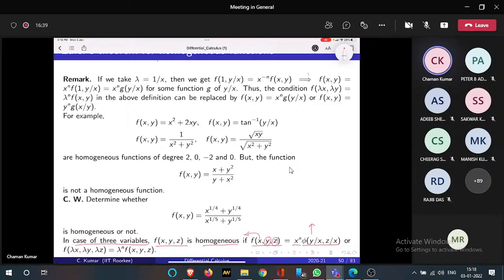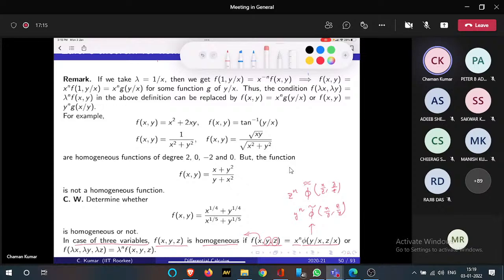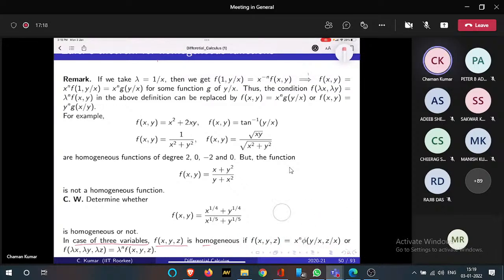Similarly, you can write y raised to n, some phi tilde, and when you take y raised to n outside, you write this as x by y and z by y. Or you can also say that this is z raised to n, some other function phi double tilde, where you have x by z and y by z. All right. So this is for the case when the function is of three variables.